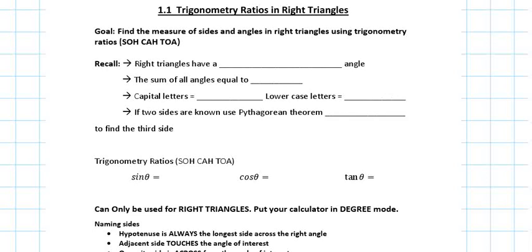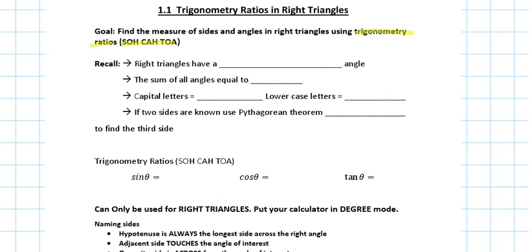Right, so as I said earlier, trigonometry is the study of triangles, but we're looking first at right angle triangles specifically. With right angle triangles, the goal of this lesson is to find the measure of sides and angles in a right angle triangle using trig ratios, SOHCAHTOA. Okay, remember these words. When I say trigonometric ratio, we're talking about SOHCAHTOA. We're going to see how we use SOHCAHTOA to solve angles and sides.